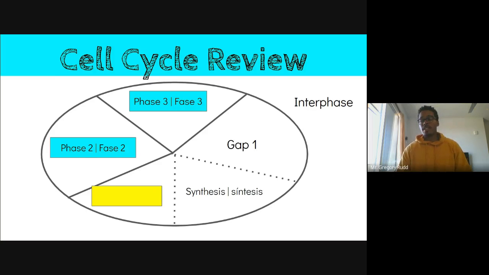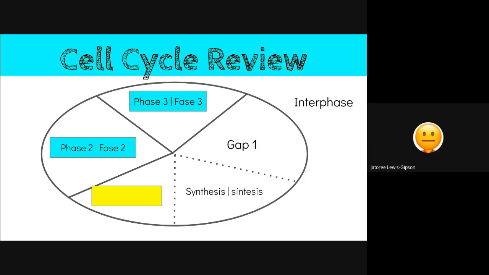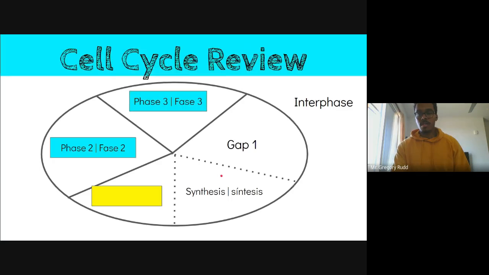What comes after synthesis? G2. Thank you, Melissa, and someone else who just spoke. I think it was Dijon. G2. And again, here the cell is growing. It could stand for gap or growth. The cell is continuing to grow, but it's also increasing the number of organelles it has. So we want more mitochondria, more chloroplasts, more vacuoles, more ribosomes. And the reason for this is that the cell is getting ready to divide. It's preparing itself for cell division.